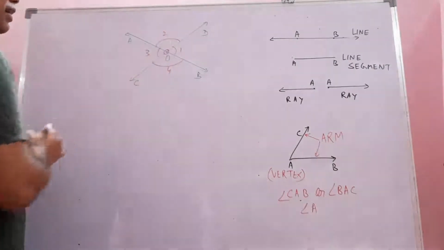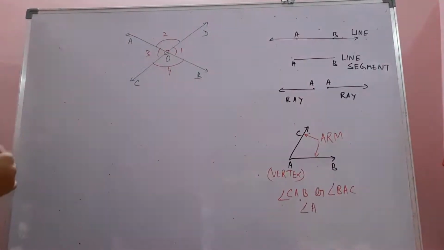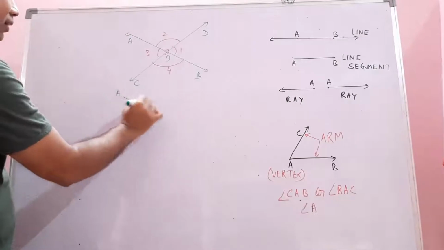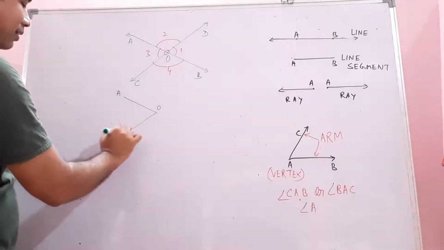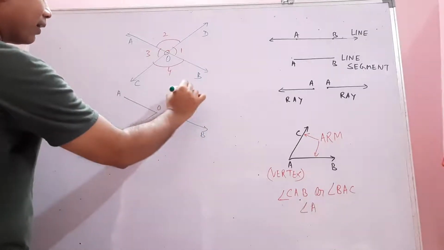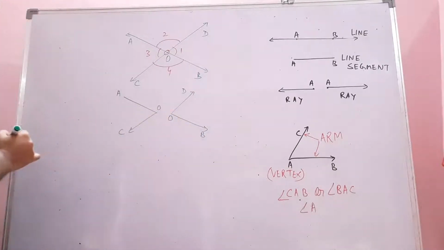This is the common vertex O. All of them have the same vertex. I am talking about this angle, angle 3, that means angle AOC, and angle 1, angle BOD. These two angles.